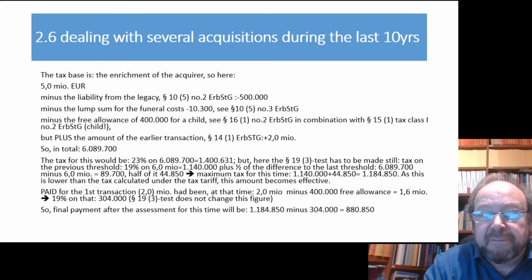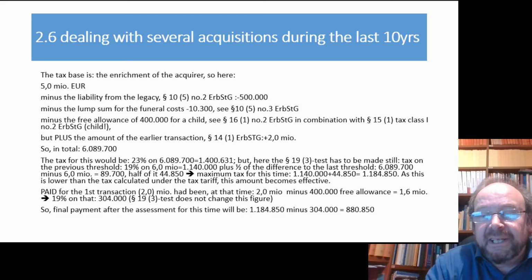And the maximum which comes on top is 1/2 of the difference between the taxable amount and the last threshold. Taxable amount is 6,089,700. 6 million last threshold. The difference is 89,700. Half of it is 44,850. This leads us to a maximum tax at that point of this tariff.